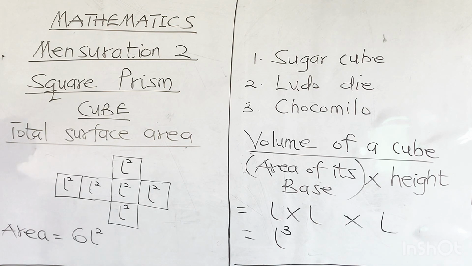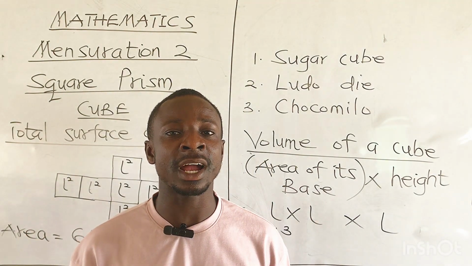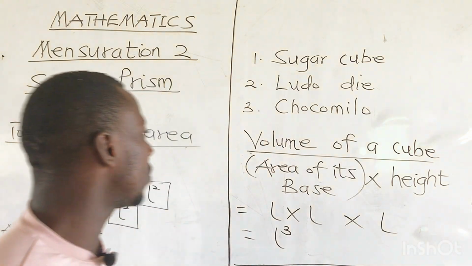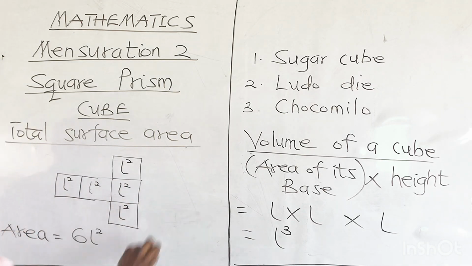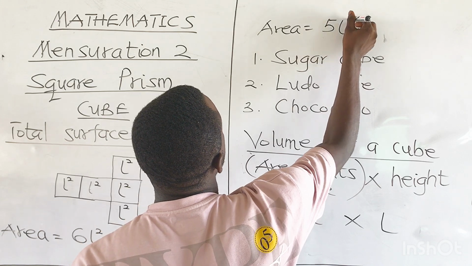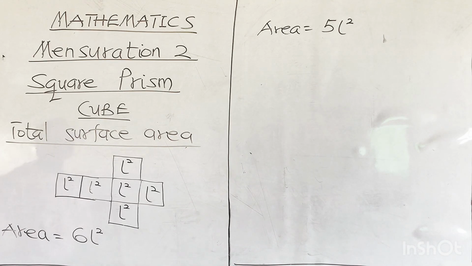Now, sometimes the question can also ask you to find the total surface area of an open cube. Now, the moment its top is open, it means that one of the squares will not be available. So in that case, this is off, and we are going to have the area to be 5L squared.